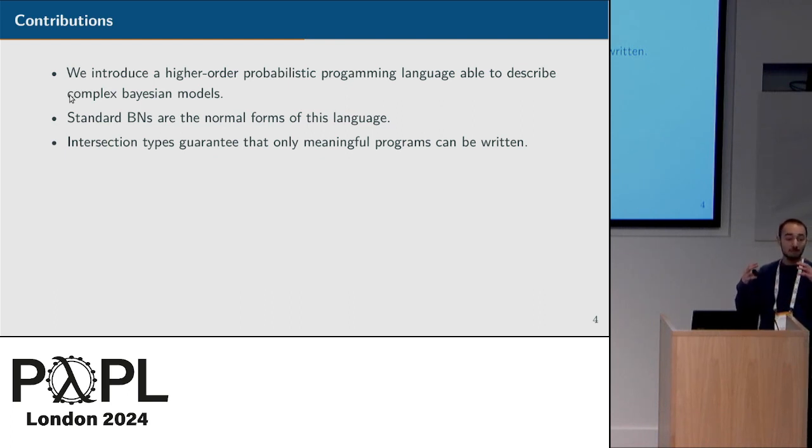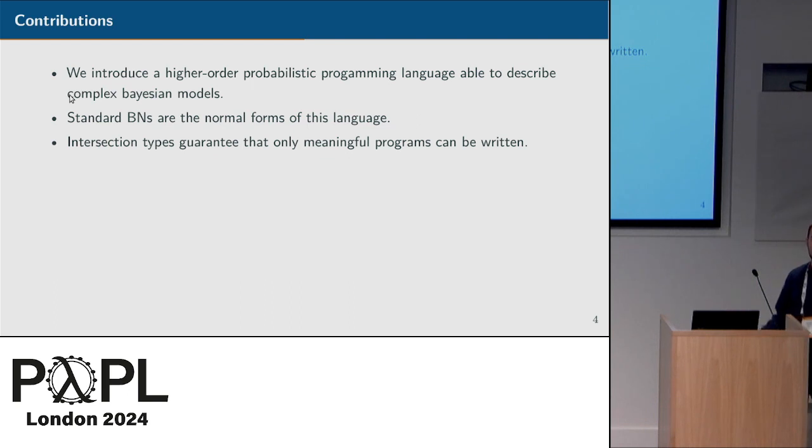The point is that the normal forms of our language are standard Bayesian networks, first-order Bayesian networks. So we can encode in our programming language a complex model, but then if we do the rewriting until the normal form, we obtain a standard Bayesian network. So how is that possible?